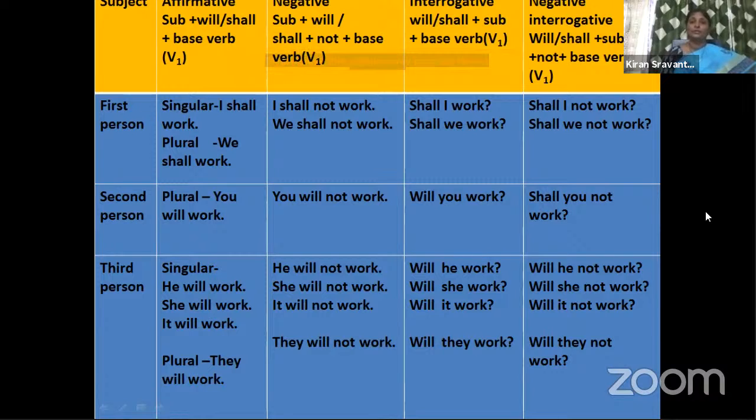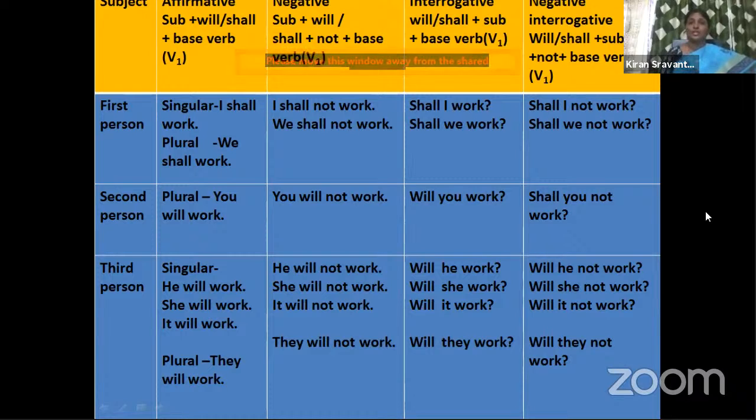And coming to the negative form, I shall not work. We shall not work. Then second person, you will not work. And third person, he will not work, she will not work, it will not work, and plural, they will not work. This is how we frame a negative sentence. And coming to interrogative, nothing but will or shall will be placed before the subject.